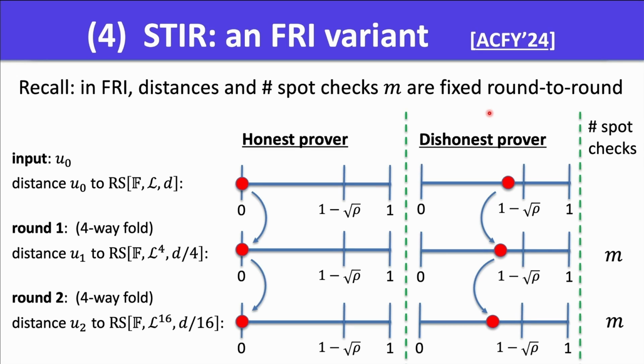Because of that, the number of spot checks that we have to do per round remains the same, namely m spot checks per round, where m was computed so that the probability of finding a false proof is 2 to the minus 128.